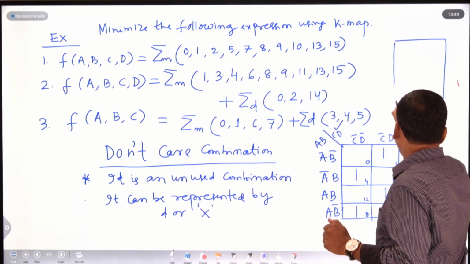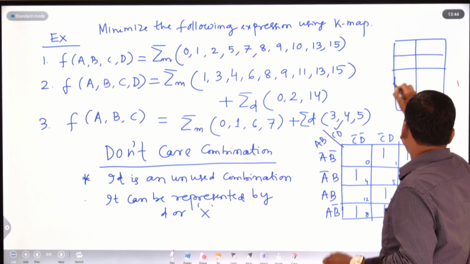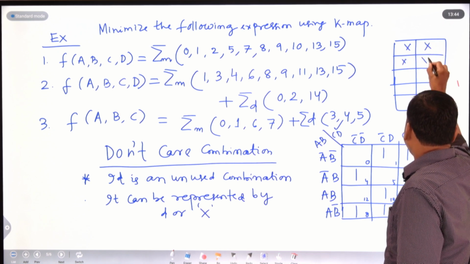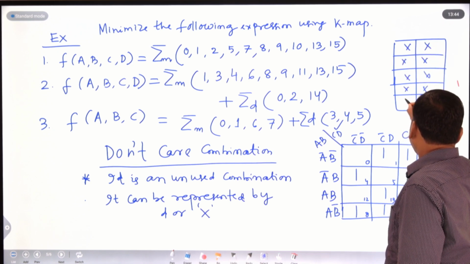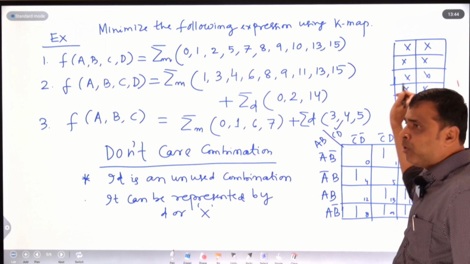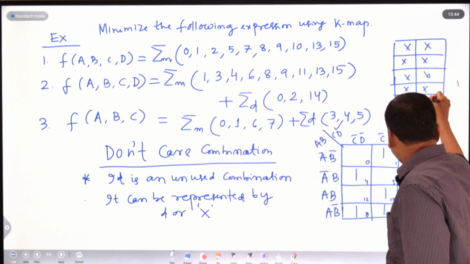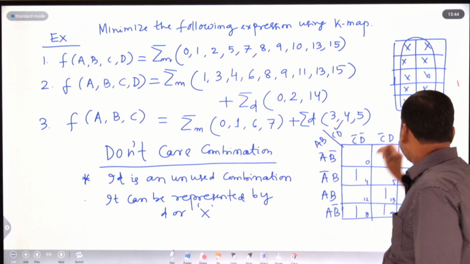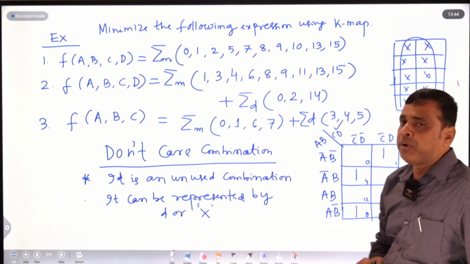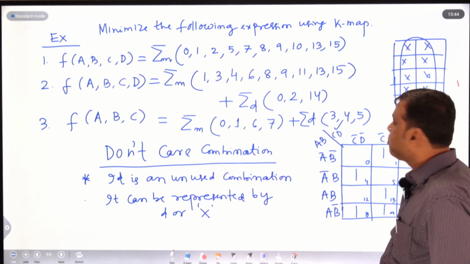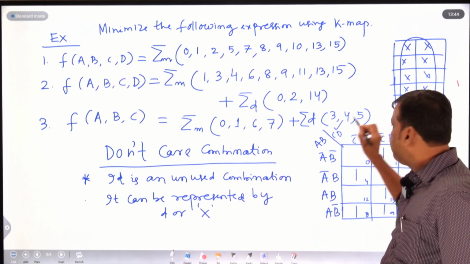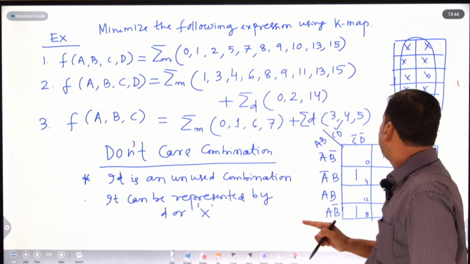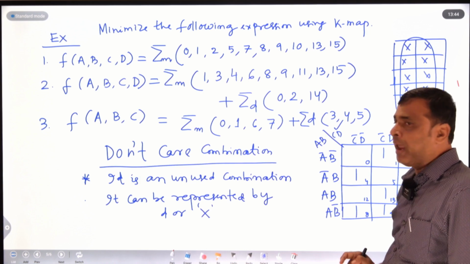Octet means 8 combinations. Suppose the don't care combinations are represented by cross. So 7 don't cares are given. If there is a single min term, I can form an octet. It is possible. But we cannot form a group exclusively with don't cares. If single min terms or single max terms are there, we can form a group. So don't care helps to form a large group.